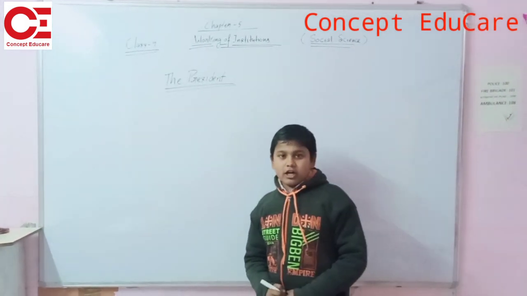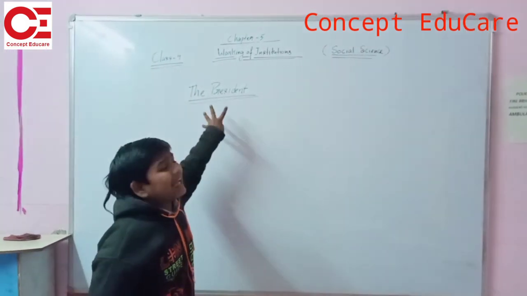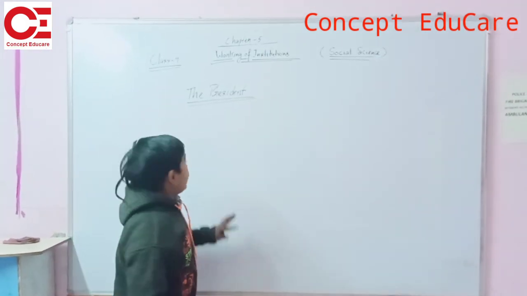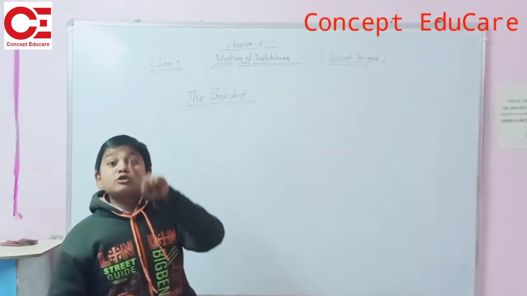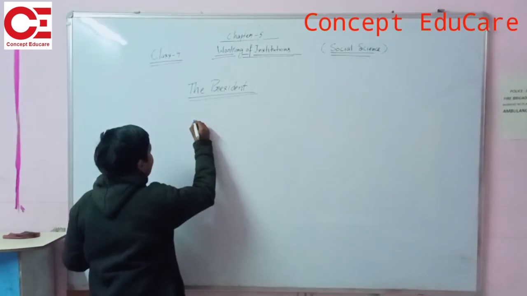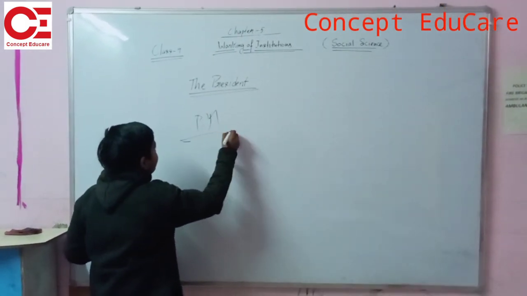The president is not directly elected by the people, so he or she does not have the supreme power. The supreme power is in the hands of the PM.